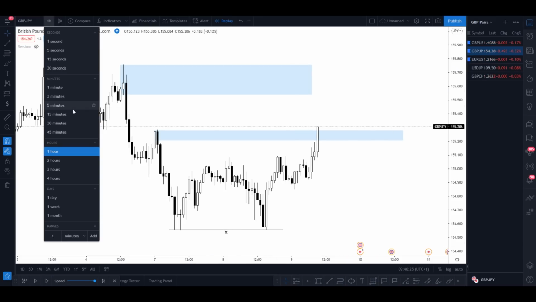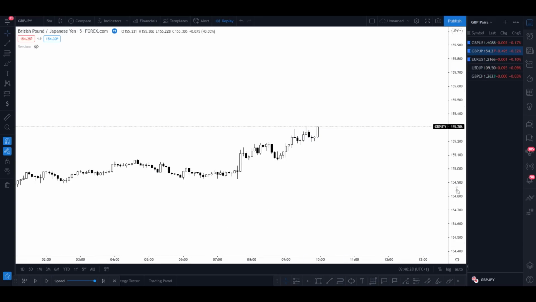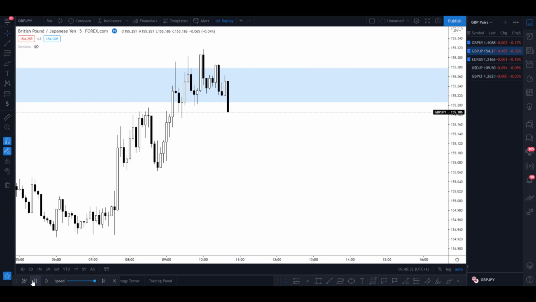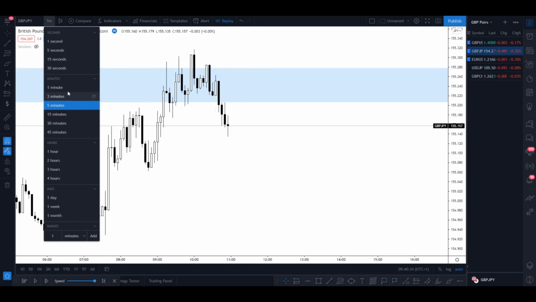Once price is in my POI, we're going to drop down to the 5-minute time frame. Now let's look at what price ends up doing, and price falls down. Let's go down to the 1 minute to get a better look.